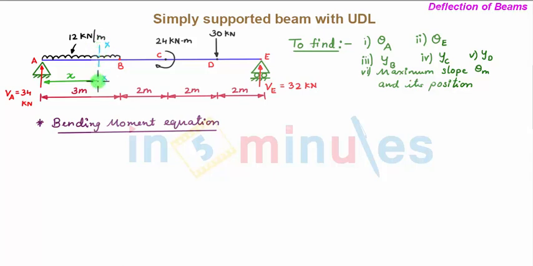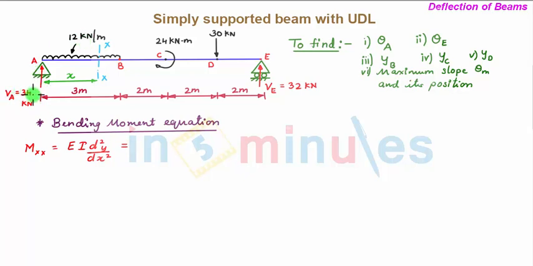So we take a section XX at a distance x from your point A. Now considering the left hand side of this section XX, the bending moment at section XX can be written as Mxx, which is also equal to EI d square y by dx square, is equal to, a sign convention is on the left hand side of section clockwise moment is positive and anti-clockwise moment is negative.